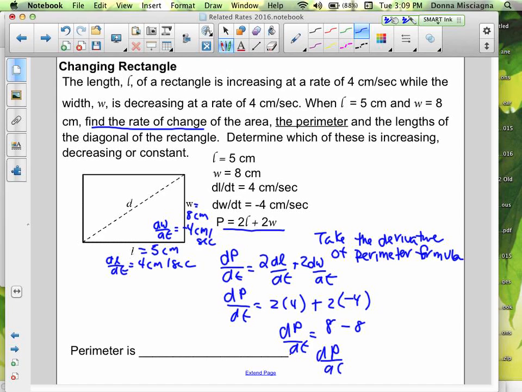There is no change in the perimeter. One side is getting larger, and the other side is getting smaller at the same rate. So our perimeter here is constant. The area is changing, the area is increasing, the perimeter is not. Okay. All right, let's look at the third problem.